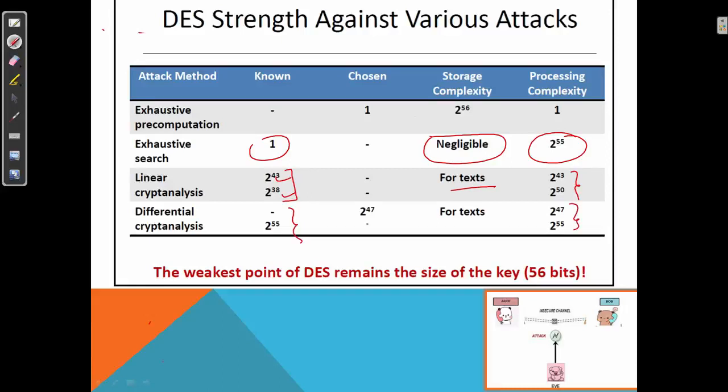So the weakest point of DES remains that the size of the key is 56 bits. So this can be broken, and it has already been, the data encryption standard has already been broken, and now the block cipher which we generally use is known as AES or advanced encryption standard. Then we have some variations on DES also, which we will be discussing in coming videos.